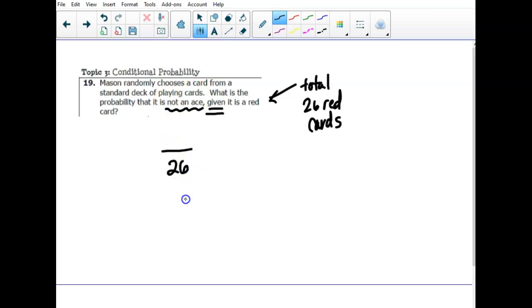Okay. He can only pick from the red cards when it says given. Okay, so it's only the red cards. How many aces are red? 2, so that leaves 24 out of 26 that are not aces, but are red. That one was tricky, but we do have to know given.